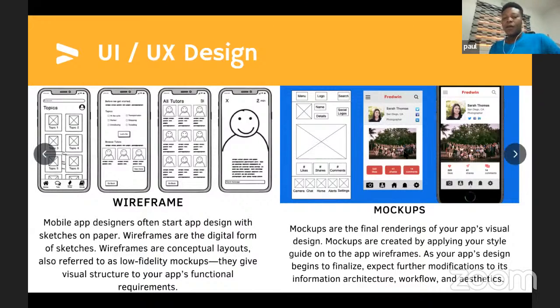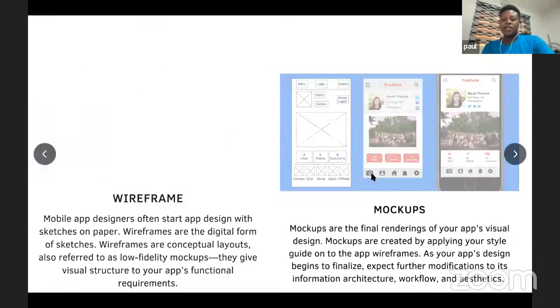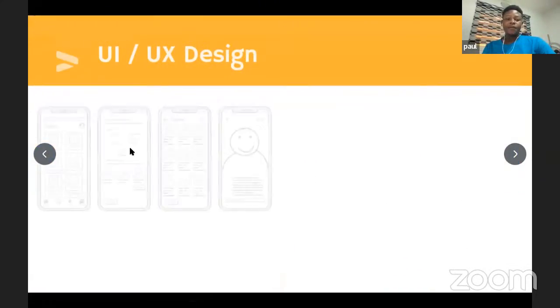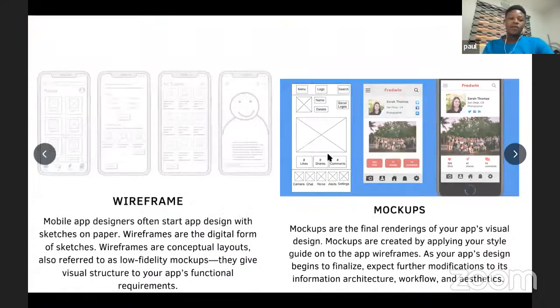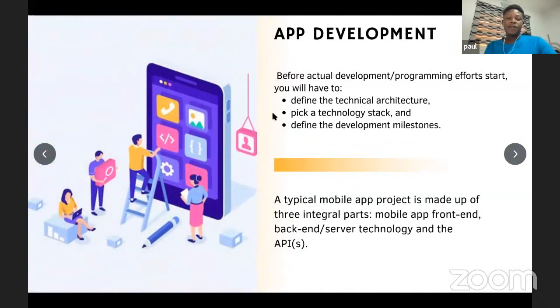Okay, this is how we want our application to look. Where will our button be? Where will our camera button be? Where will our settings button be? And then the prototype is more advanced than mockups. So these are the three types of design you go through before proceeding to the application and development stage.